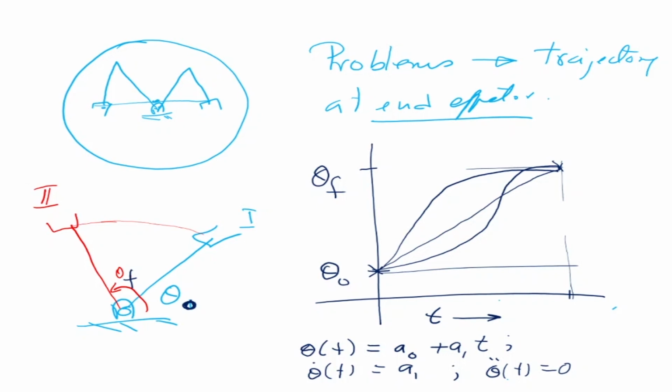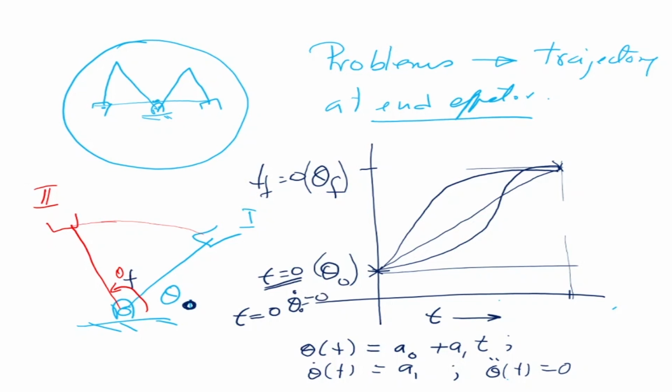First of all, at time t equal to 0, it is here. At time t equal to tf, it is there. So these are two constraints. At time t equal to 0, it should be at theta naught. At time t equal to tf, it should be at theta f. The other constraints: at time t equal to 0, the velocity should be equal to 0, theta dot naught equal to 0.